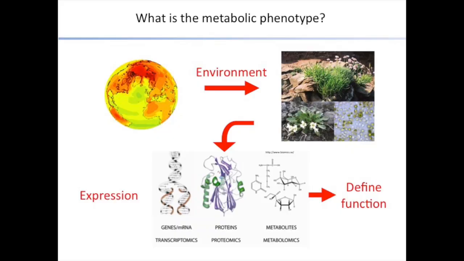Okay, so I'll just start off with trying to explain what the metabolic phenotype is. It's really a way of describing how metabolism responds to environmental pressure. So here's a model of global warming, and the environment will always impose some pressure on plant or even animal populations. These individual plants can respond to the environment by expressing what they've got in their genome. So they can express gene transcripts which encode proteins, and these proteins are involved in enzymatic reactions to make metabolites.